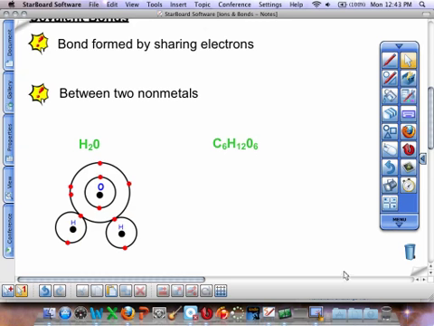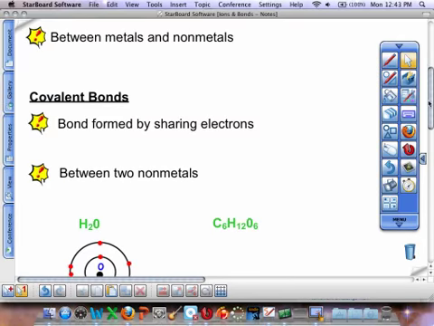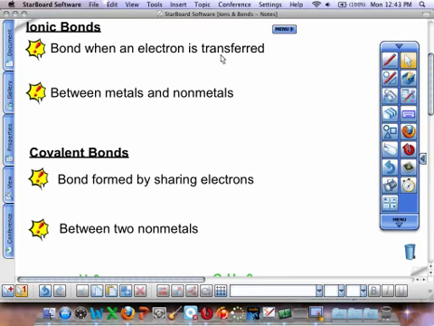All right, so we got this. Ionic bonds, the electron is being transferred, between a metal and a nonmetal. Covalent, we're sharing the electron, it's between two nonmetals.